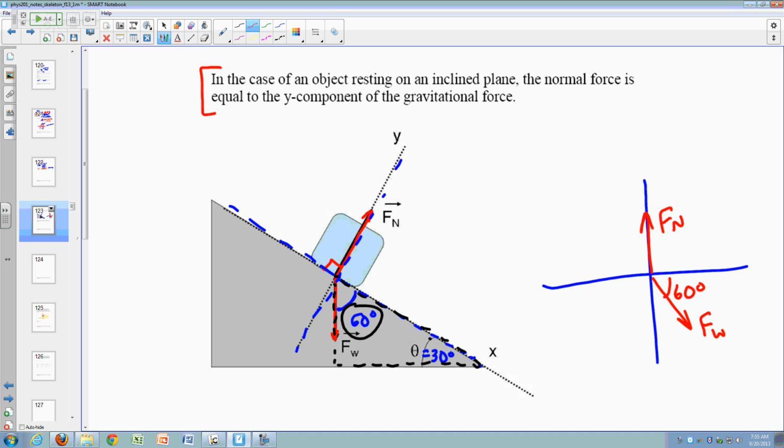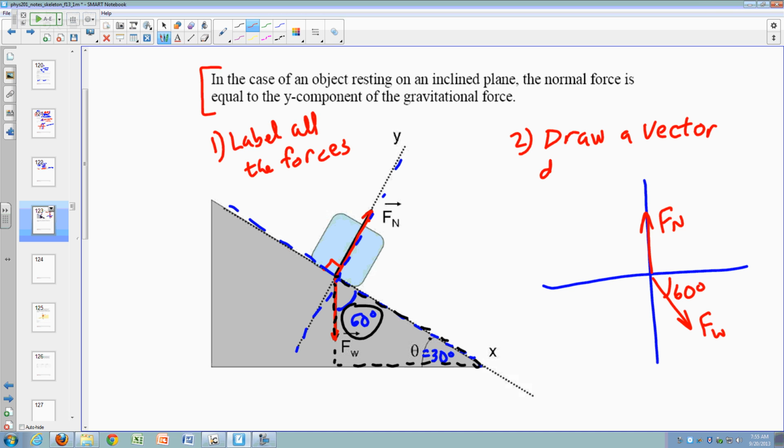So I'm laying out a process that we'll take when we're working through these problems. The first step is to label all the forces. And you'll follow this on all of these problems. The second step is to draw a vector diagram. That's what I've done here. Sometimes you might combine these two steps, but at least as you're just learning to do these things, I would not combine them, just do them separately.